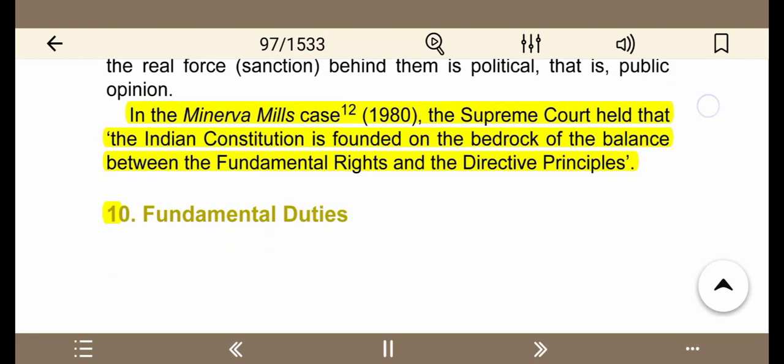In the Minerva Mills case (1980), the Supreme Court held that the Indian Constitution is founded on the bedrock of the balance between the fundamental rights and the directive principles.